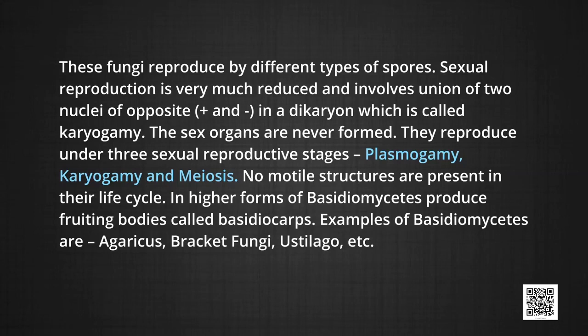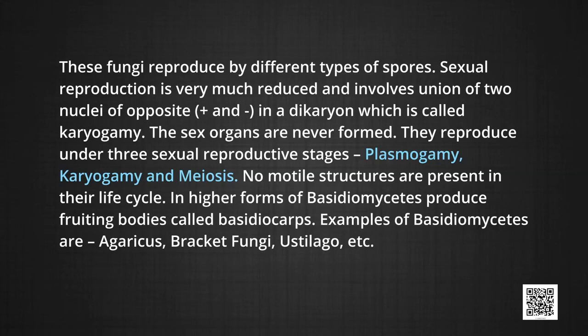These fungi reproduce by different types of spores. Sexual reproduction is very much reduced and involves union of the 2 nuclei of opposite plus and minus strains in a dikaryon, which is called karyogamy. The sex organs are never formed. They reproduce through 3 sexual reproductive stages: plasmogamy, karyogamy and meiosis. No motile structures are present in their life cycle.